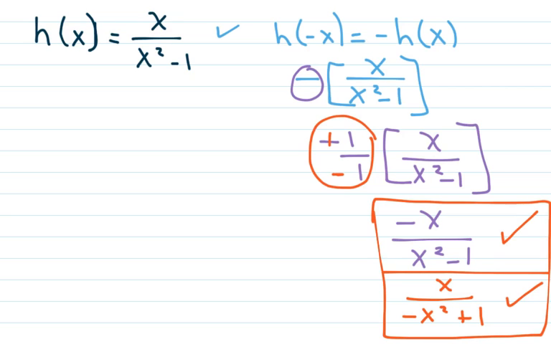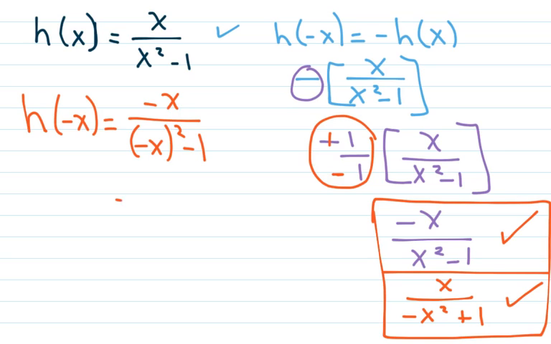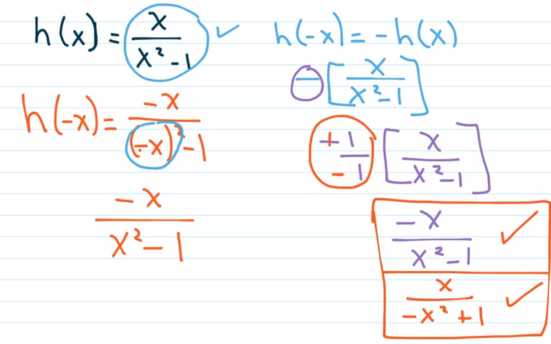Okay, so let's check it out. Everywhere there's an x, we're going to put negative x. We have negative x over negative x squared minus 1. And what we get is negative x over x squared minus 1, because the negative squares out here. Alright, so does it look like our original? No, so it's not even. Does it look like one of these? Does it look like that one or that one? Well, yes, it does. It does look like this one. So that means this is an odd function.